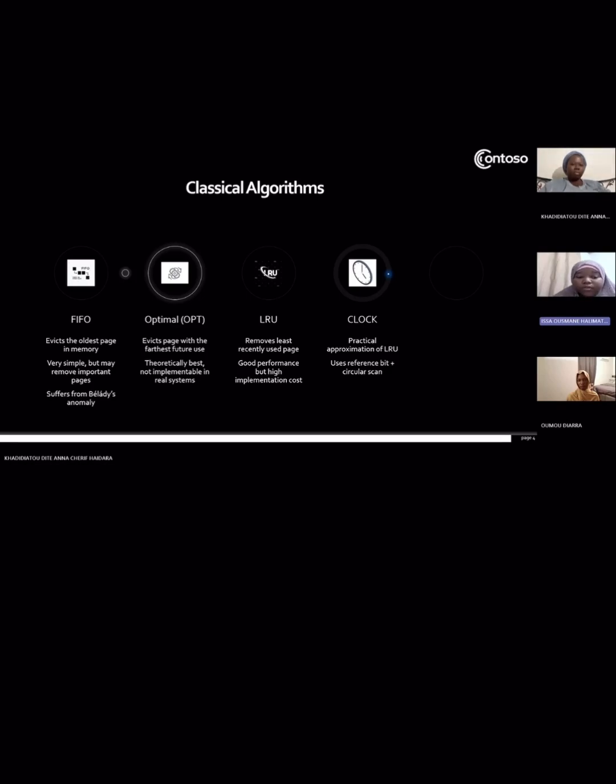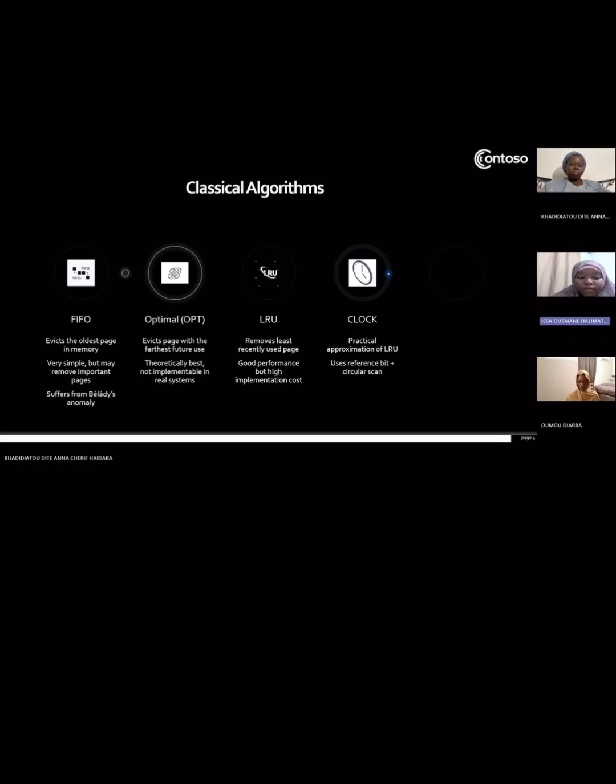And after that, we have the optimal OPT, and it replaces or removes the page that will be used furthest in the future. It gives the best possible performance, and we use it as a benchmark, but it cannot be used in real systems because we cannot predict the future.